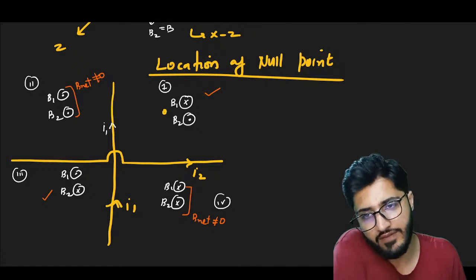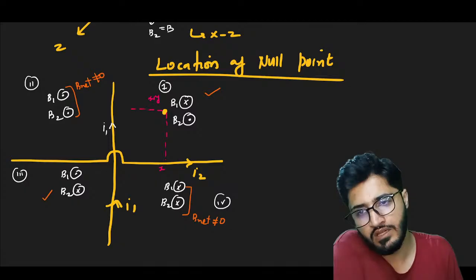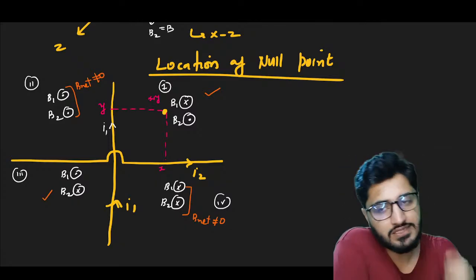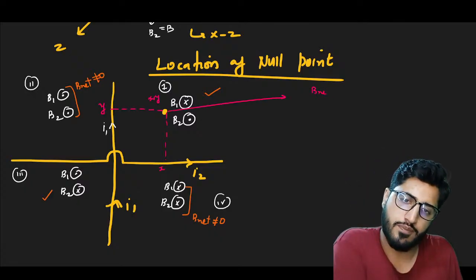If suppose we are having a point here, the coordinates of this particular point are x and y. That means this is x, this one is y. Then suppose B net is 0 here. The possibility is there, no? That means B1 should be equal to B2.